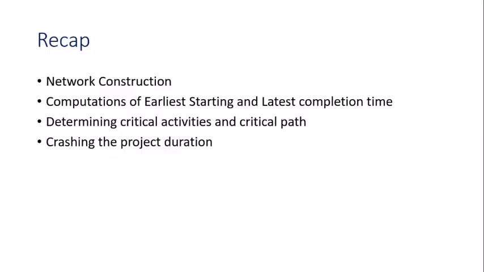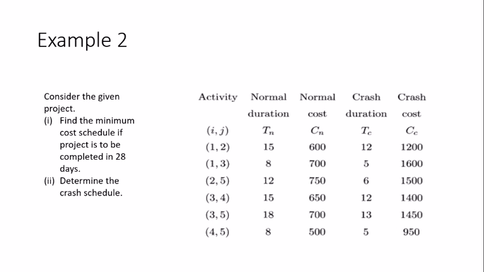We have already seen the network construction of a project. We have already seen how to compute earliest starting and latest completion time and determining critical activities and critical path, and then using this information to crash the project duration. By crashing we mean reduce the project duration to a particular level which is asked in the question. So let's try all these things on this example. This is example 2 because one example we have already considered in the previous lecture.